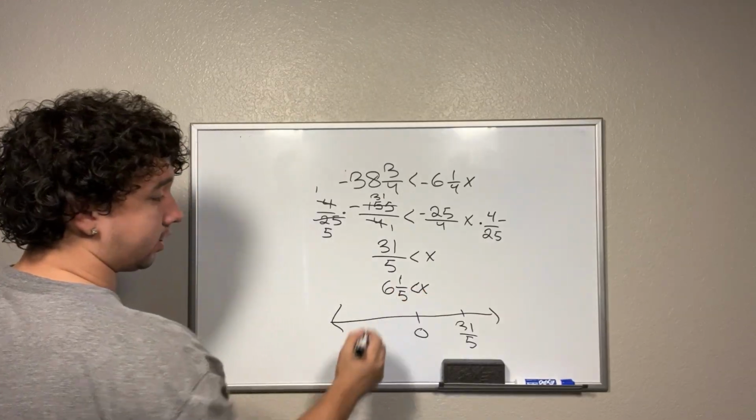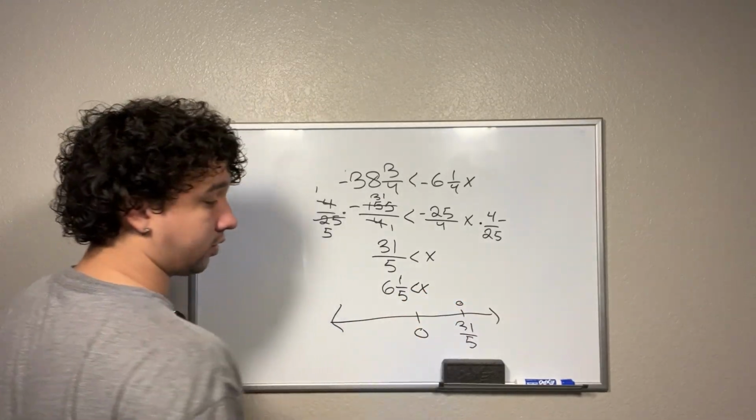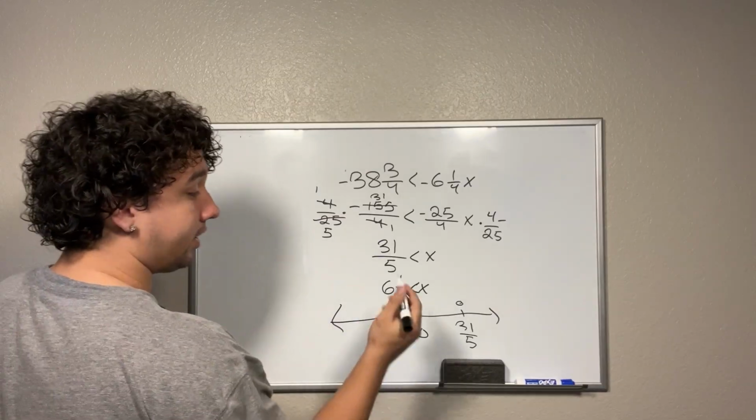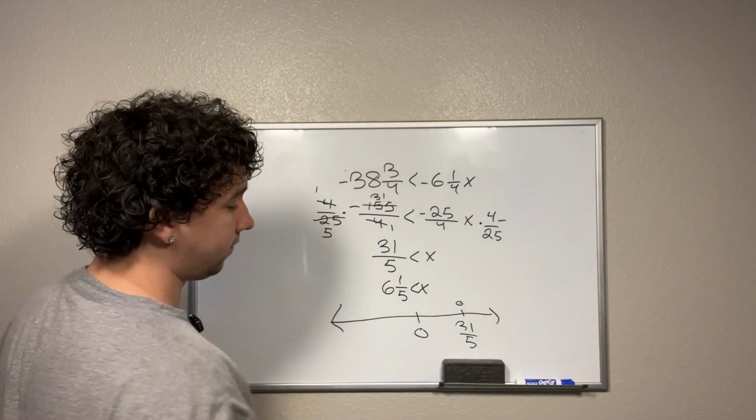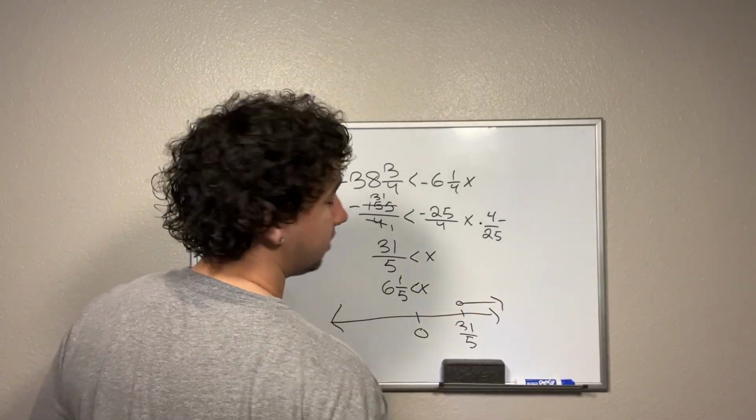Now, x is greater than 6 1/5. So in that case, hollow circle, because it is greater than, so it's not included. But it's also greater than 6 1/5. So is that going towards 0? No, it's going away. That's how you'd solve it.